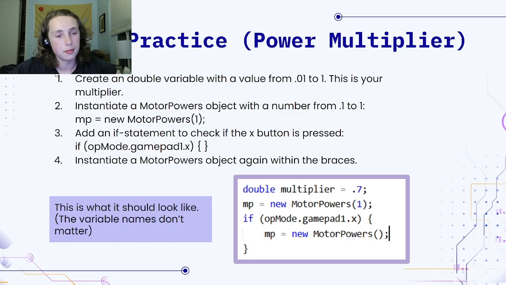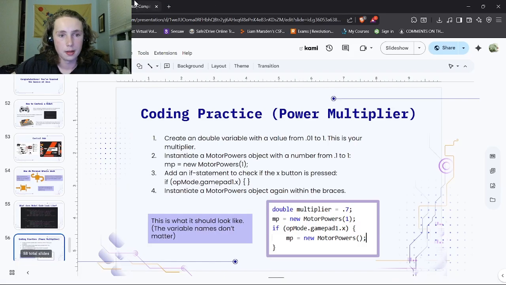Now, what we're going to do is just go into the online IDE, as we've been doing before, and not run any of the code, because it will error. So we're just going to practice it, and then you can keep it for later use if you wish. But we're just going to practice it here and not actually use it. But you're going to start by following these steps, and we have a sample right here of it. You're going to create a double variable with a value from 0.01 to 1.